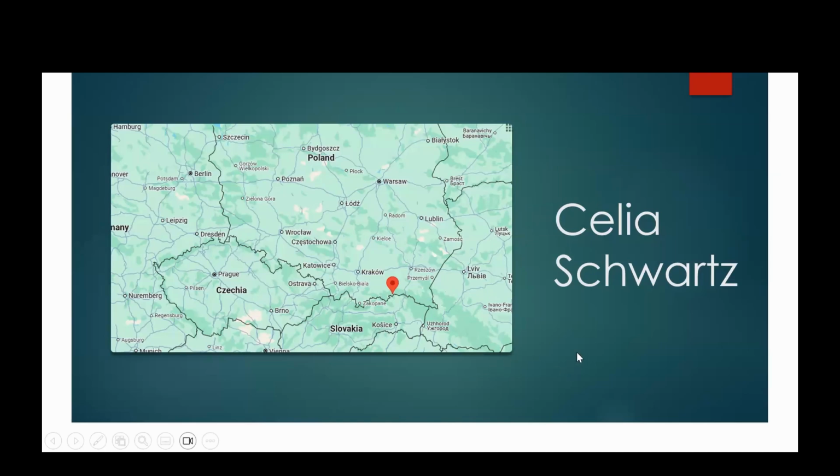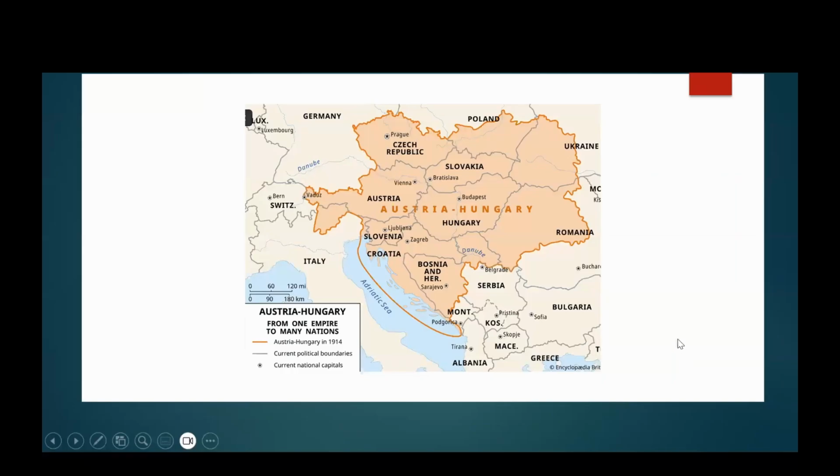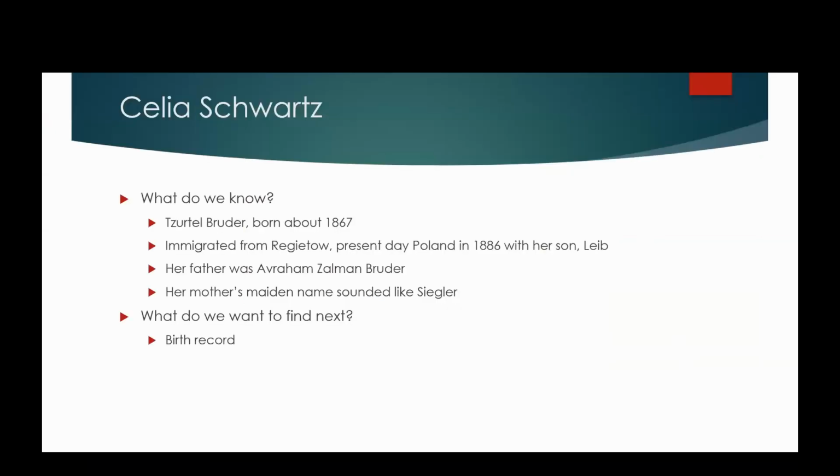But one thing to remember is that Poland and Slovakia were not around at the time that Celia Schwartz would have been born. All of this area, this is a map from 1914, was actually part of the Austro-Hungarian Empire. And so the fact that records say Austria and records say Hungary, these are consistent with the fact that all of this region was actually owned by the Austro-Hungarian Empire.